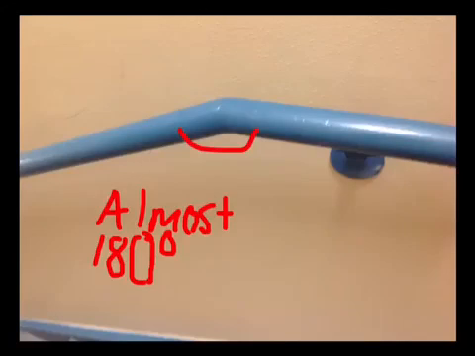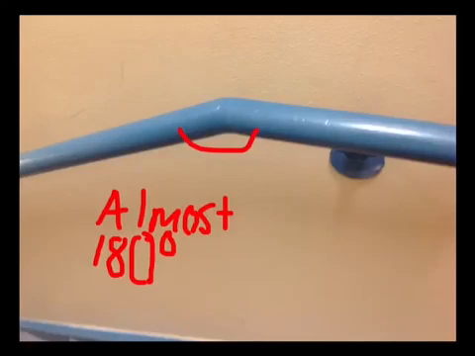This handrail that we have at our school for our safety when you go down the stairs is almost 180 degrees. It's not a perfect straight line, so it makes it still an obtuse angle because it's still over 90 degrees, but it's also closer to something called a line. A line would be 180 degrees.